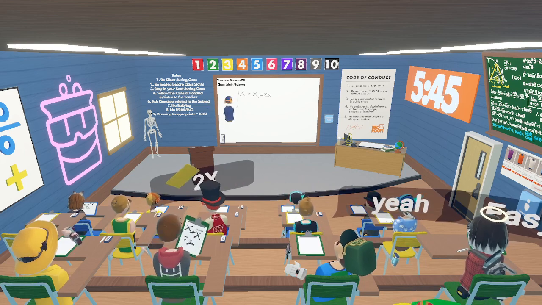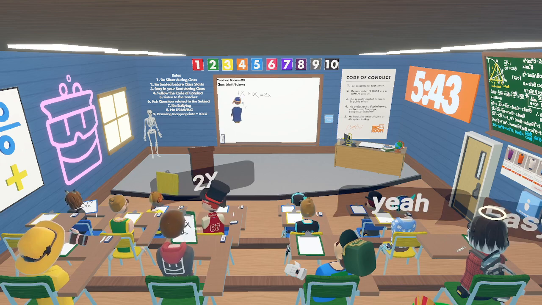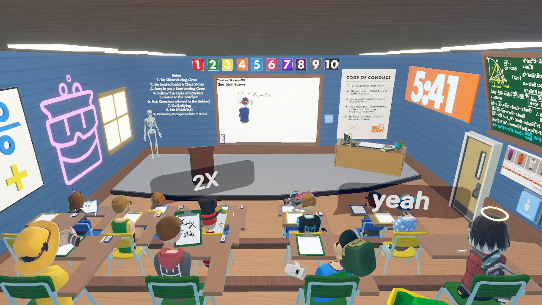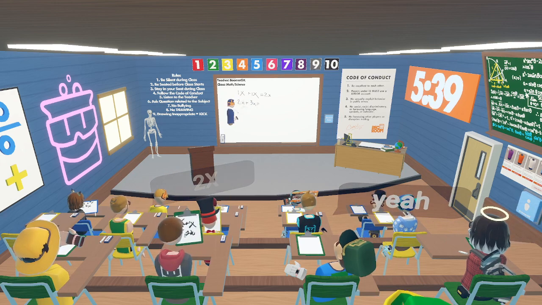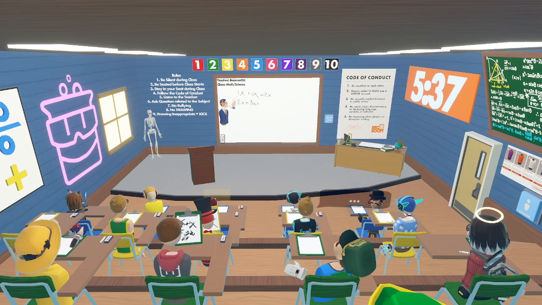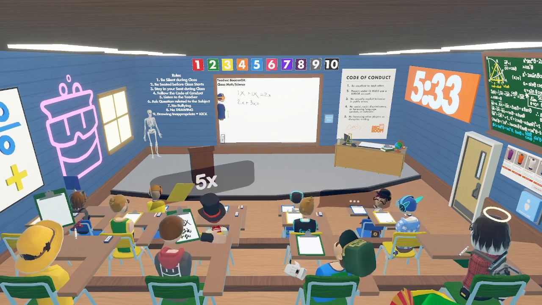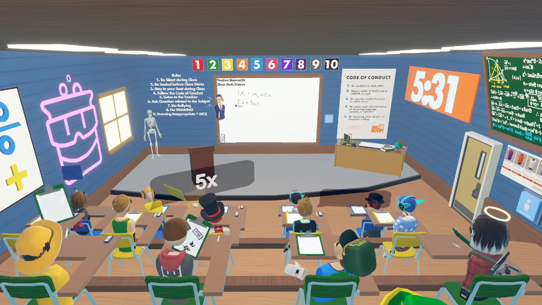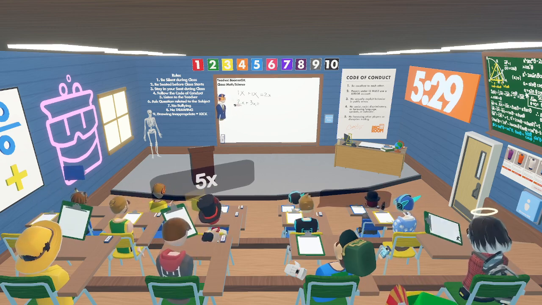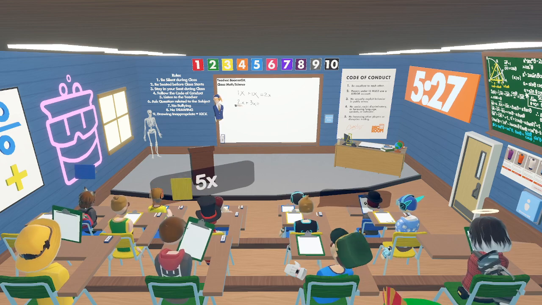Okay? What if we had this? What if we had 2x plus 3x? As I said earlier with this problem, we just look at the coefficients in front of the variable. Okay? So, on your boards, go ahead and write the answer to 2x plus 3x.